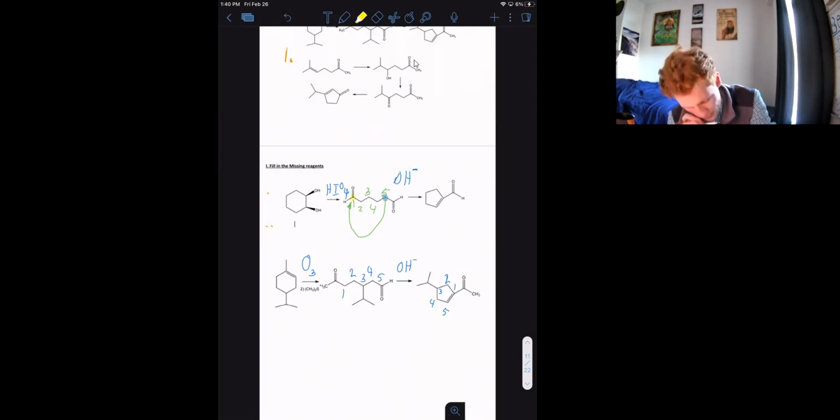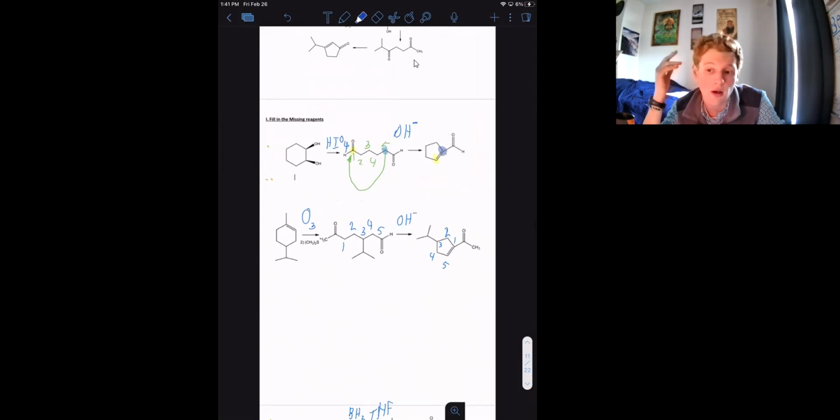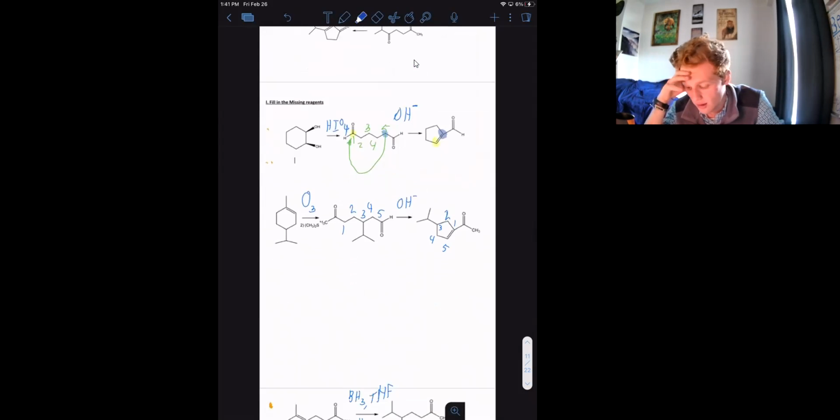Yeah, so for this one, you're adding carbon-carbon bonds, so this is going to be your electrophilic site, or your electrophilic carbon. This is going to be your nucleophilic carbon. So you'll notice your nucleophilic carbon is doing the attacking, and your electrophilic carbon is being attacked. And it's the partial positive of a carbonyl group.